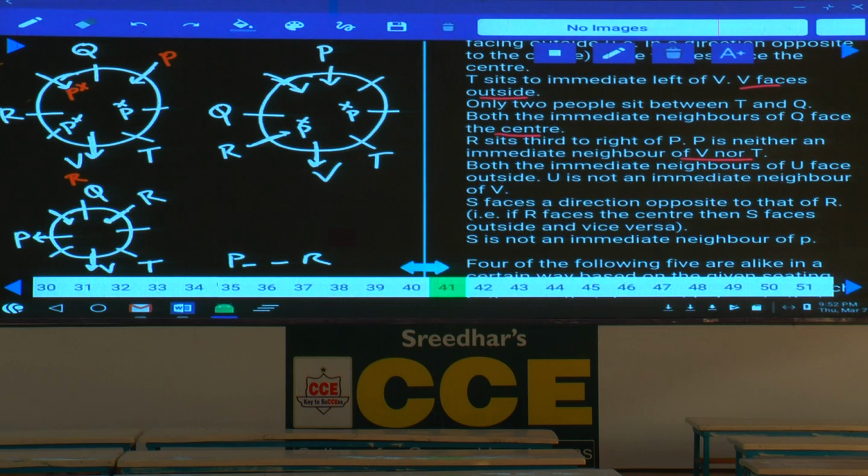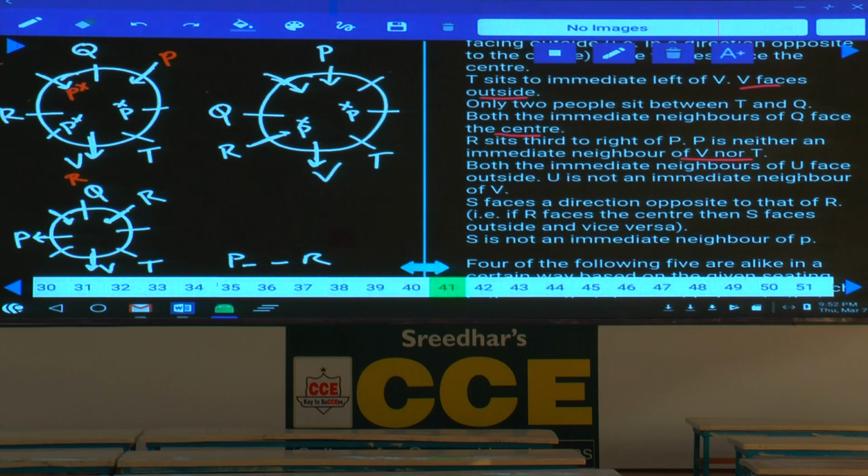Now, second possibility, if P is here, 1, 2, 3, R can be either at this place or R can be here, that is not at all possible. Hence, in the second case, we are having only one possibility to this P. Done with this? Finally, we are left with only three cases.